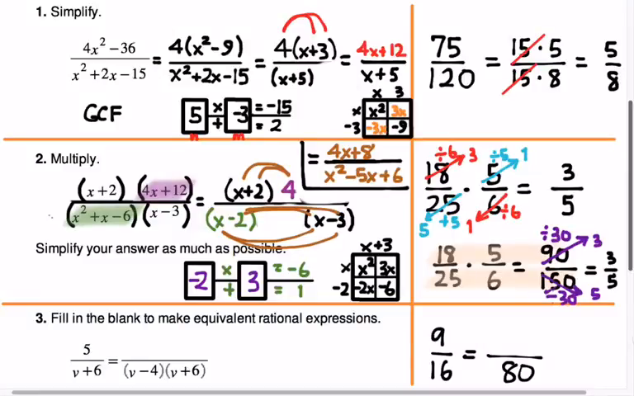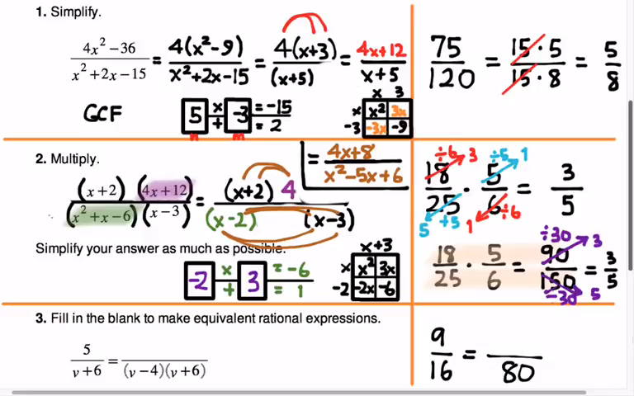To convert the fraction 5 over v plus 6 so that it has this denominator, v minus 4 times v plus 6, what do you want to do? All right, well, let's think about it in fraction form first. Let's say I have the fraction 9/16, and I want to rewrite it so that its new denominator is 80. What's your process? What would you think to do there?